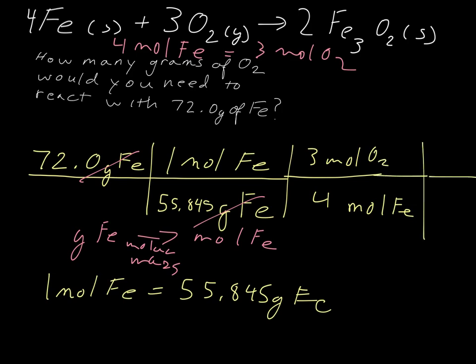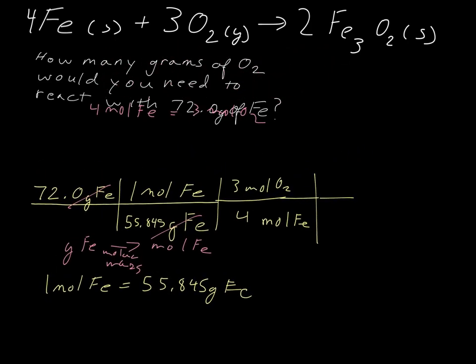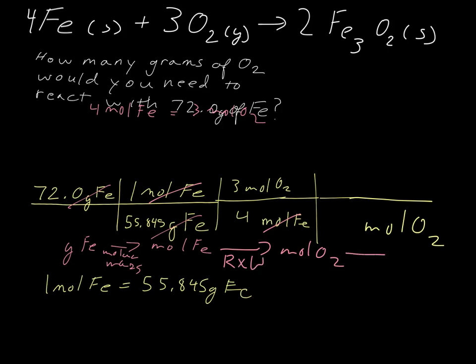Do I want moles of oxygen? No, that's not what I'm being asked about. I'm being asked about grams of oxygen. So I know I'm going to have to get rid of my moles of oxygen. So just to catch up, I've gone from moles of iron now to moles of oxygen, and I've used the coefficients from my chemical reaction to do so. And now I want to go from moles of oxygen to grams of oxygen. How can I get the grams of oxygen? Using the periodic chart as conversion factor. I always know molar mass thanks to the periodic table.